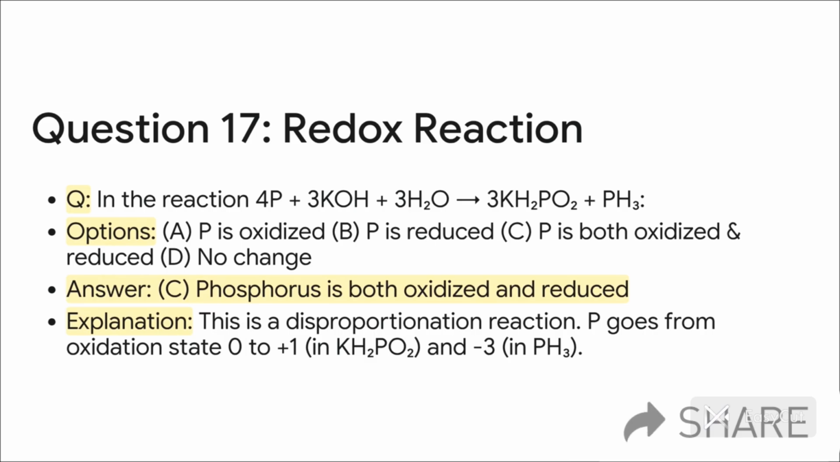For question 17, let's look at this reaction. What's going on with the phosphorus? The answer is C. It's being both oxidized and reduced. This is a classic example of a disproportionation reaction. It's just a fancy term for when the very same element does both jobs at once. See how phosphorus starts with an oxidation state of 0? And on the product side, some of it is at -3 and some is at +1.